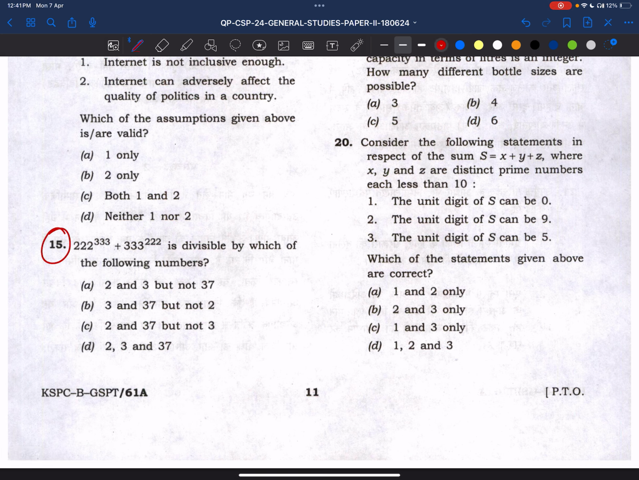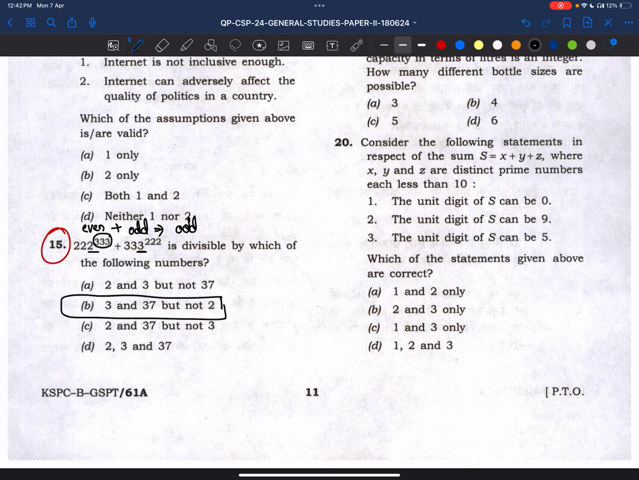15th question. 222 power 333 plus 333 power 222 is divisible by which of the following numbers? See, this is 2 power some number, so it will always be even. Now see, this is 3, and 3 power anything will be odd only. So even plus odd will be what? Odd only. So the resultant number is not divisible by 2.